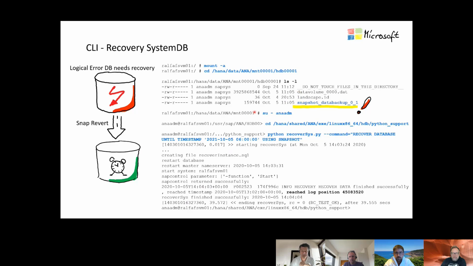And what you do then, basically you go into your SID, so the SIDadm, so you change user to SIDadm, then you go into the Python support directory from your HANA database, and with Python, remember that recoverSys.py command, so recover database until timestamp, and here you see 2021. So I do a forward recovery until the latest logs are imported into the database.